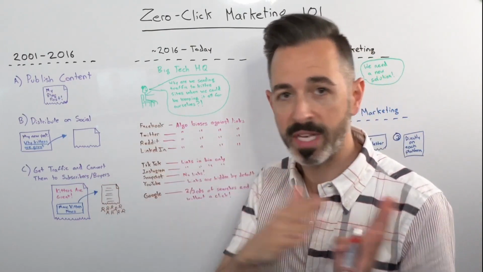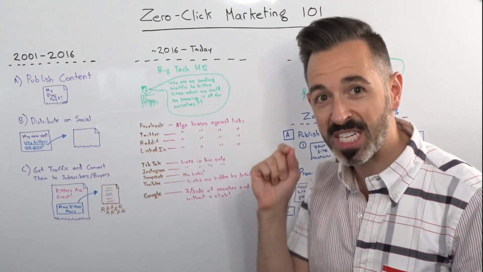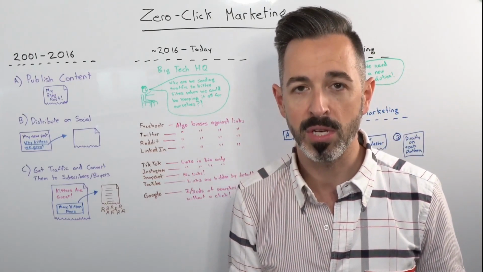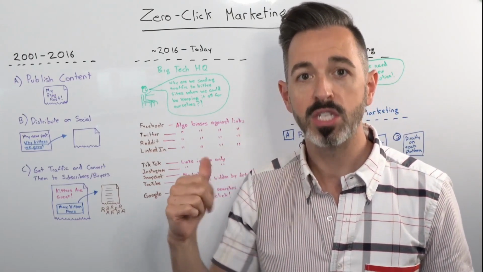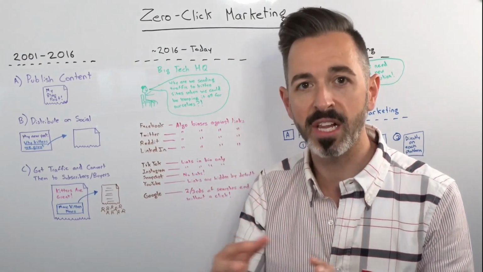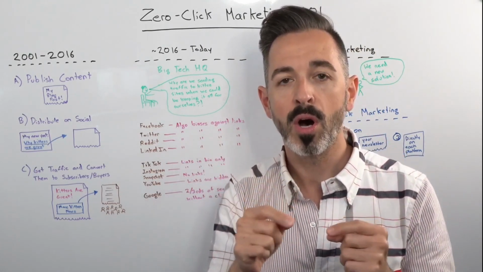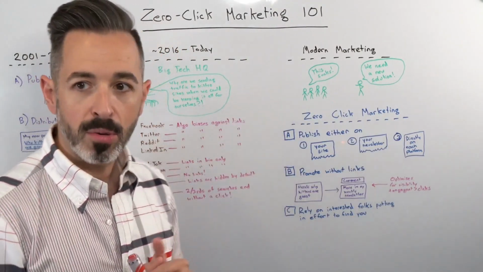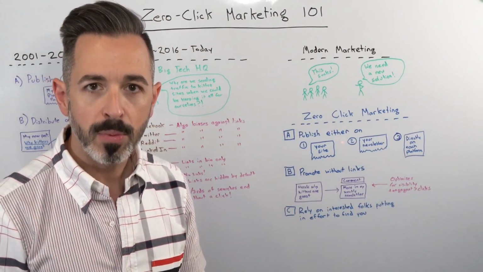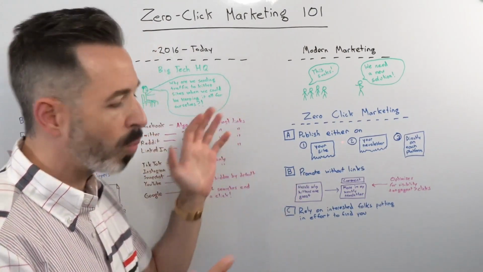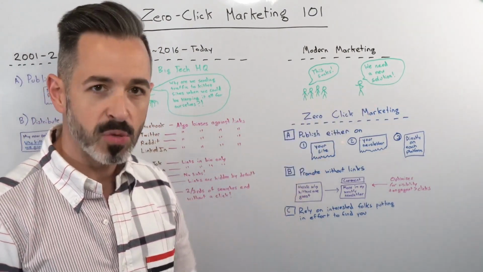Your posts with links perform way worse. That's because they intentionally bias those algorithms to prevent clicks, to make content that contains clicks do worse than content that doesn't contain it, because they want to keep you on their site. For modern marketers, what are we supposed to do? How do we handle this? Well, yes, it sucks. Yes, we need a new solution.